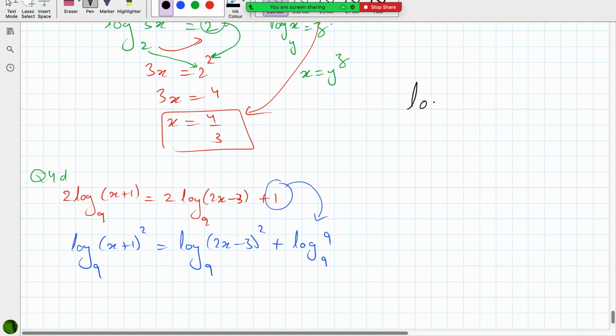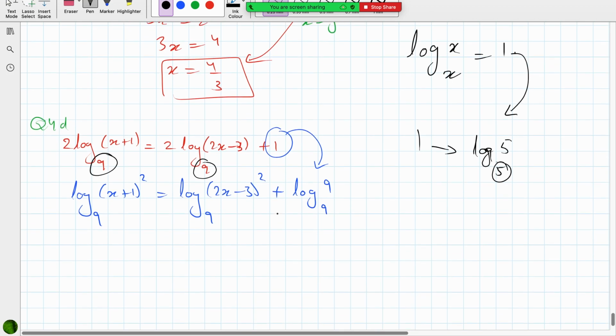So you see, when you have log of x to base x, that is 1. So we know when both are same, answer is 1. So you can make a reverse of that. And why I chose 9? Because we had 9 in the base. This one could be written as log of 5 to base 5, but this 5 won't be helpful. So I used log of 9 to base 9.